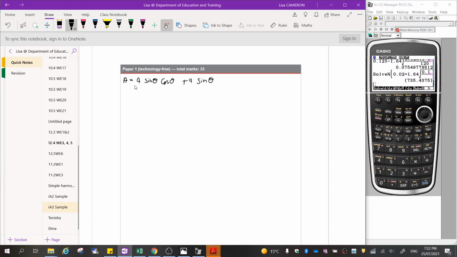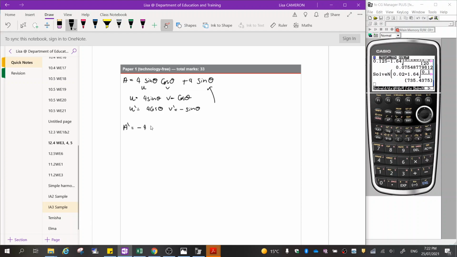Okay, so when I take the derivative of this, I'm going to let this first part equal u and this part equal v, and then it's just product rule. So u equals 4 sine theta, so u dash equals 4 cos theta. v equals cos theta, so v dash equals minus sine theta. Don't forget this guy when you derive as well. He always feels lonely.